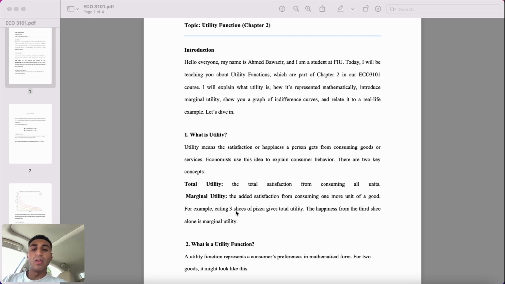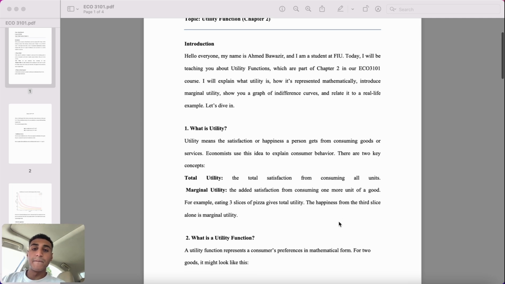So let's give an example for further explanation. For example, eating 3 slices of pizza gives total utility, but the happiness from the third slice alone is marginal utility, because right now we're considering the third slice as an added unit of a good. It's not the same as eating the 3 slices altogether, which is the total utility.